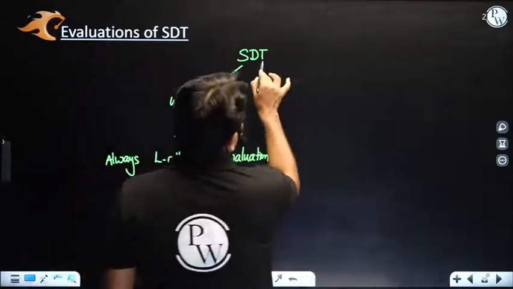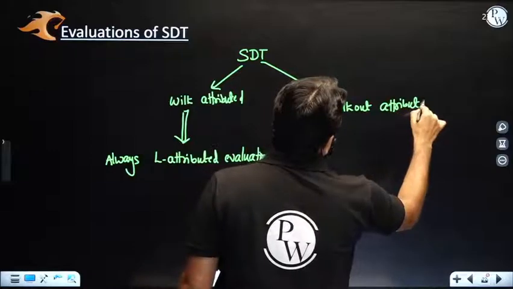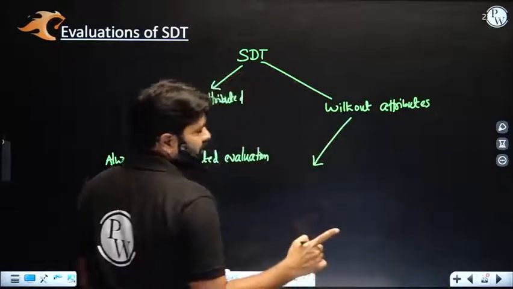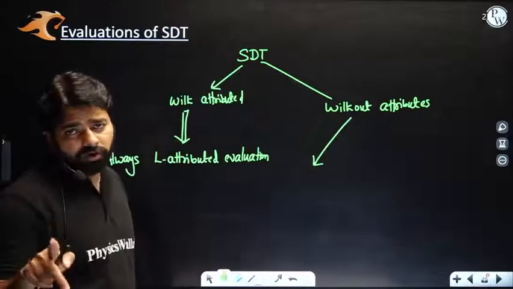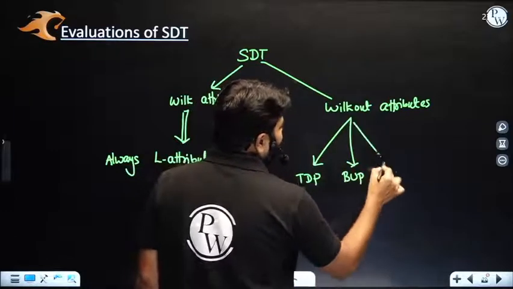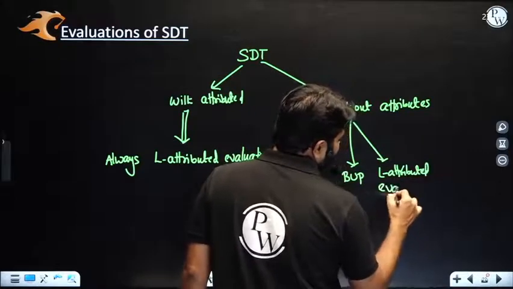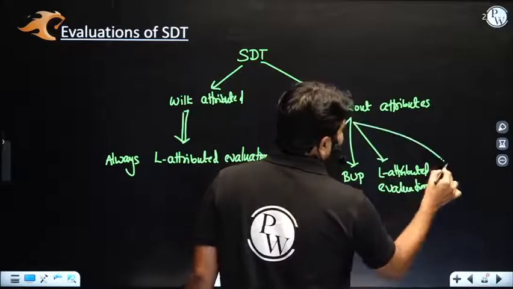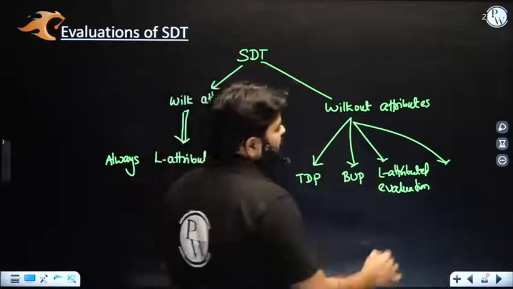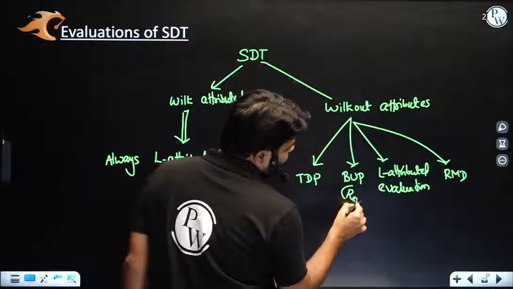But when it comes to without attributes, I want you to save the time rather than learning everything here. Without attributes, you can follow as per the definition. If they are asking to follow top-down parsing, you should follow top-down parsing. If they are asking to follow bottom-up parsing, follow it. If they are asking to follow L-attributed evaluation, follow it, because L-attributed evaluation is something different compared to others. If they are talking about the reverse of top-down parsing, you should follow it, like the reverse of LMD. If they are asking RMD, you should follow the same concept.